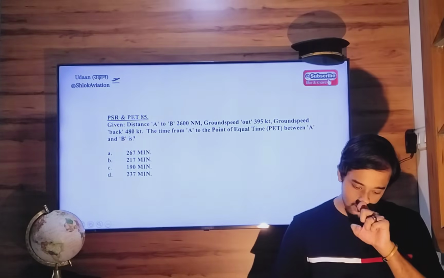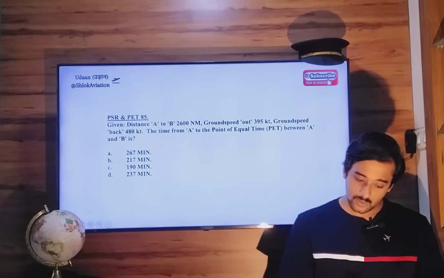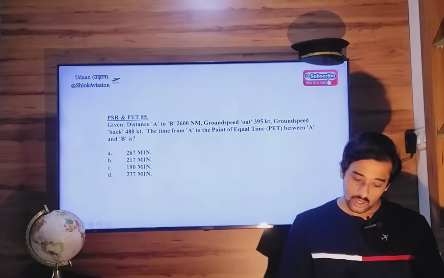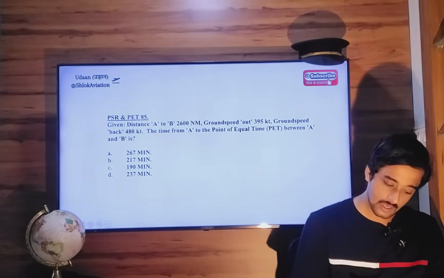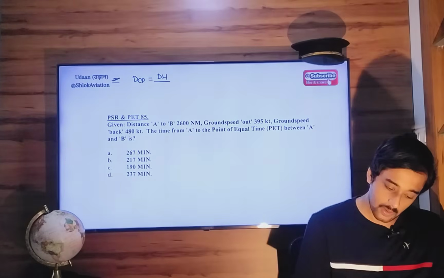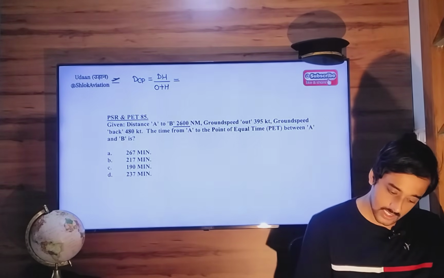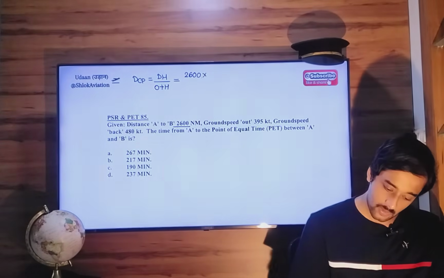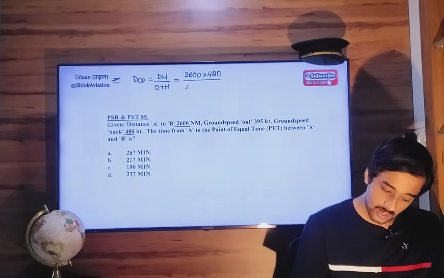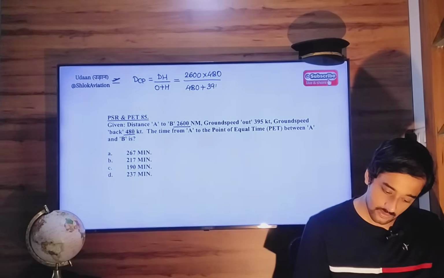Next, 85. Distance A to B 2600, outbound speed 395, homebound speed 480. What is the time to the point of equal time? So distance to the point of equal time is DH upon O plus H. So D is 2600. Homebound speed is 480. Divide by 480 plus 395.